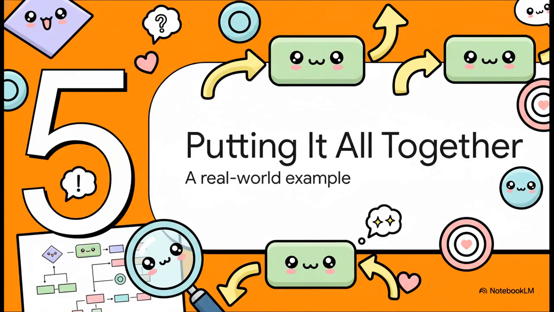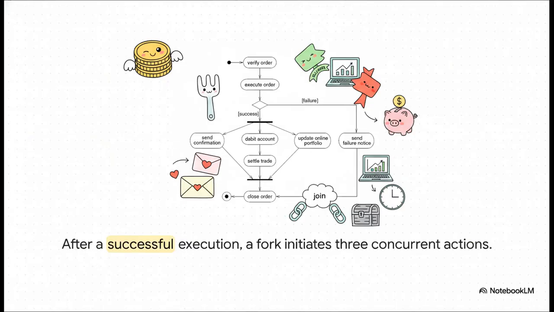Okay, we've covered all the core pieces. Now it's time for the grand finale. Let's put all this new knowledge to the test and break down a complete, real-world diagram from the very start to the very end. Let's walk through this stock trade. Okay, so it starts, we verify, and then execute the order. Now we hit a decision node, our diamond. If the trade fails, we just send a failure notice and we're done. But if it succeeds, look what happens.